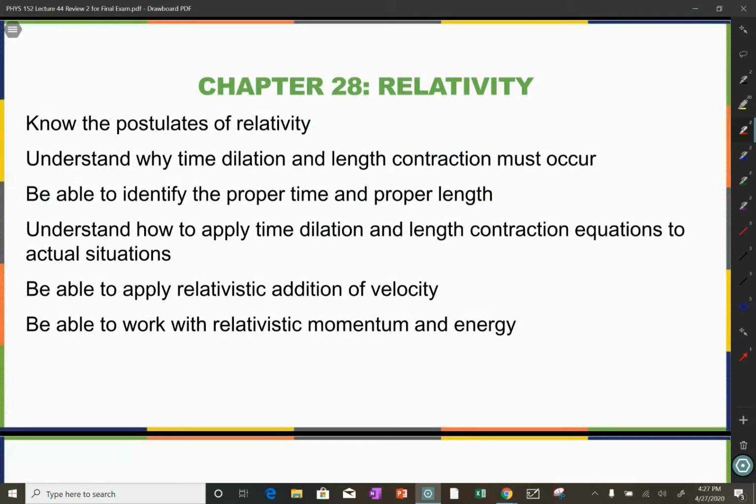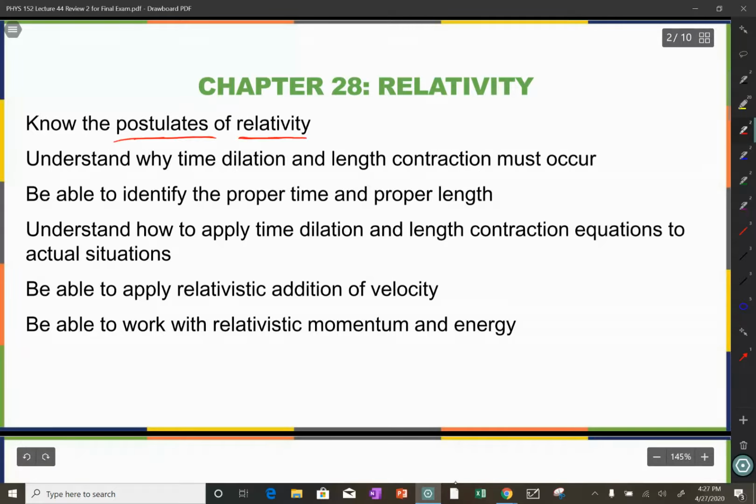So chapter 28 was relativity. Make sure you understand the postulates of relativity. And of course, you can just go back to the review that I did a few days ago for exam 4 for more detail about these things. But just reminding you, we have postulates of relativity, which is the speed of light in vacuum is a constant in all inertial reference frames, and the laws of physics apply in all inertial reference frames the same.